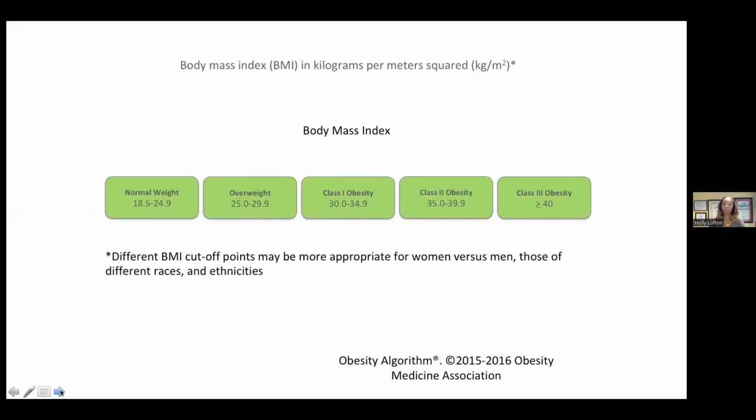So there are many medical definitions of obesity. So we have BMI, which is very commonly used, and that's a height-weight ratio. You see different classes of BMI here, varying from normal weight, overweight, and 3 classes of obesity.